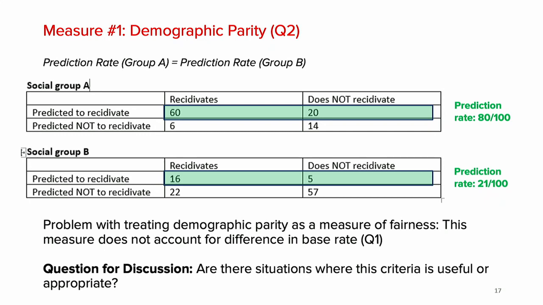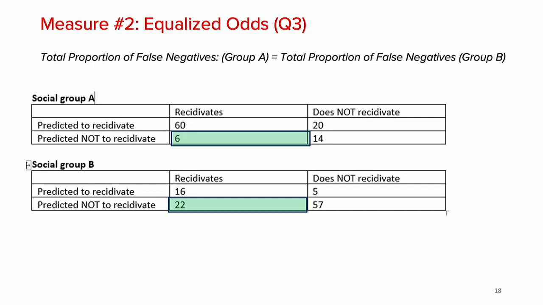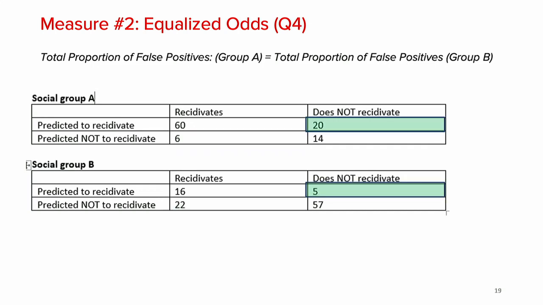We'll move on to the next question. The next criterion we'll call equalized odds. Here we're comparing the total proportion of false negatives, and we can see it's 6 versus 22, so it's much higher for this group than for this group. Same over here, the other part of equalized odds: 20 for this group, 5 for this group.